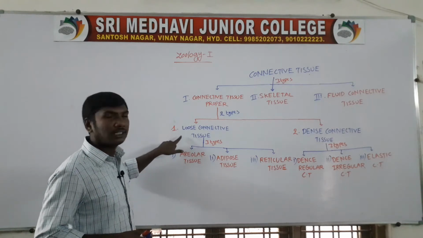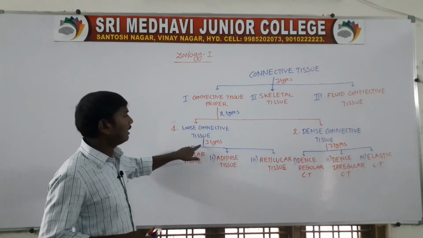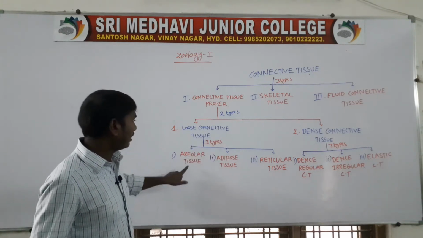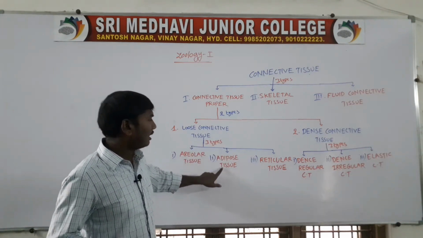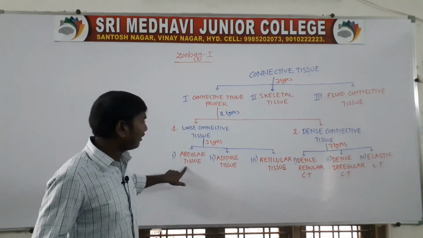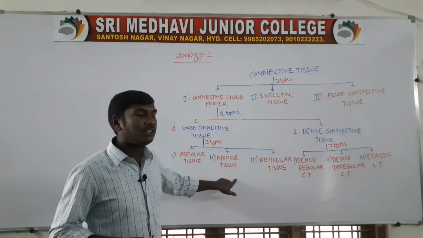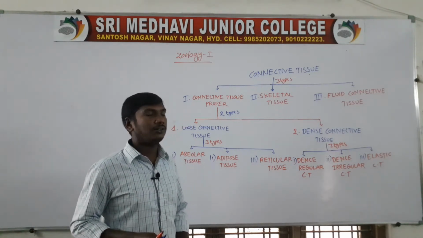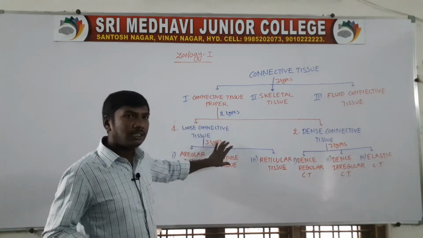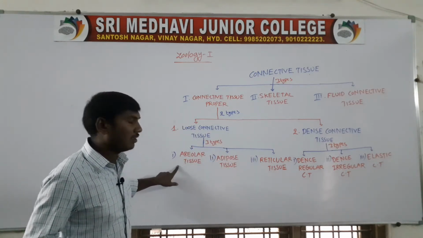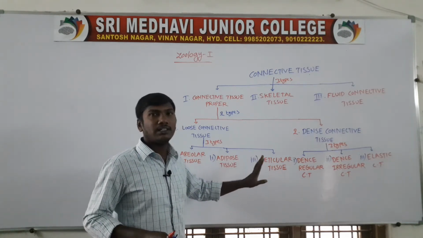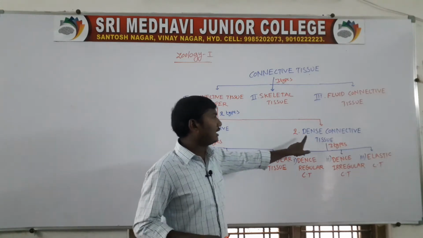First one, the loose connective tissue. The loose connective tissue is divided into three types: areolar tissue, adipose tissue, and reticular tissue. Next, the second one, dense connective tissue.